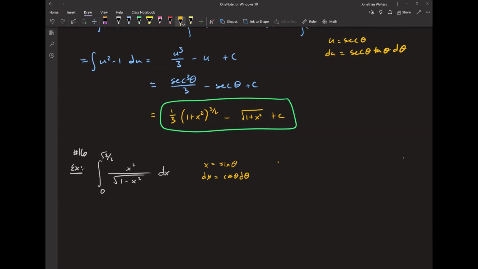So if x equals 0, then sine theta equals 0, so theta equals 0. And if x equals square root of 2 over 2, that's equal to sine theta. And then theta would equal, what angle do I take the sine of to get square root of 2 over 2 in my restricted piece? Yeah, pi over 4. That's right, pi over 4. Very good, very good.